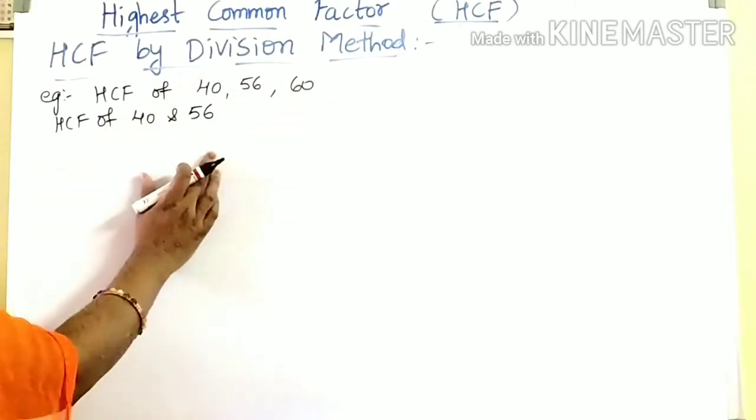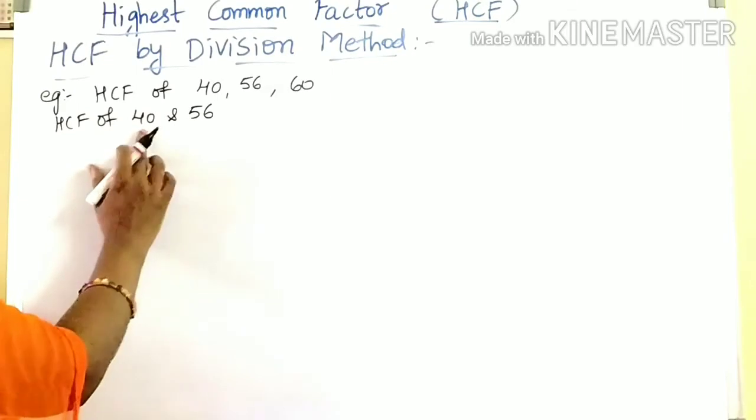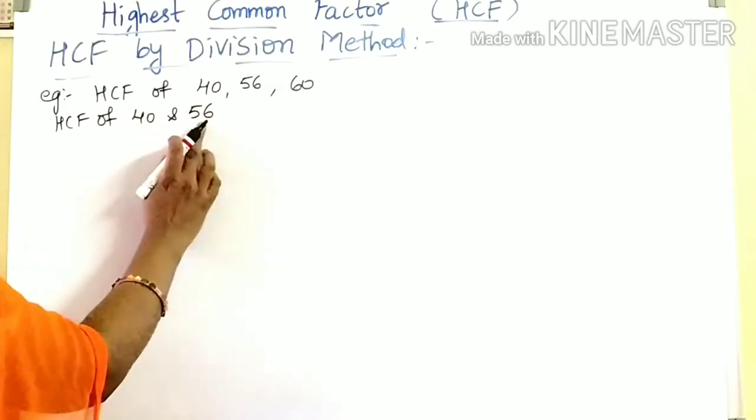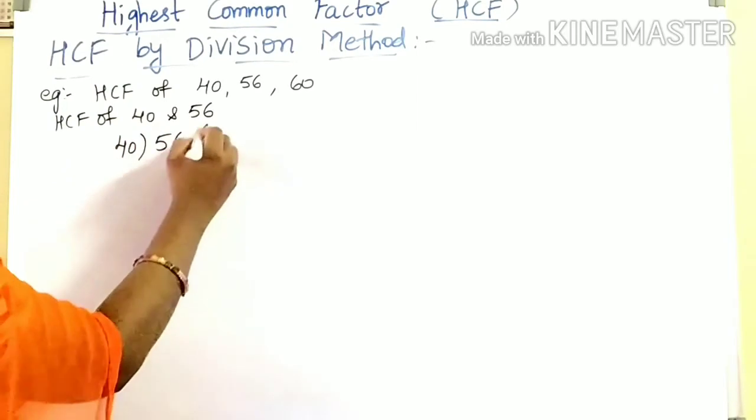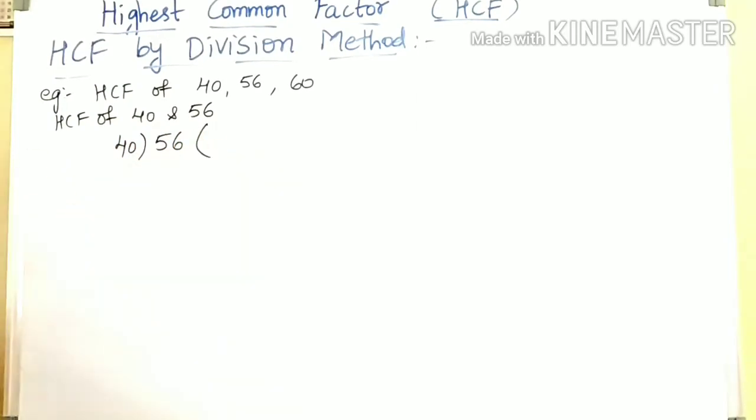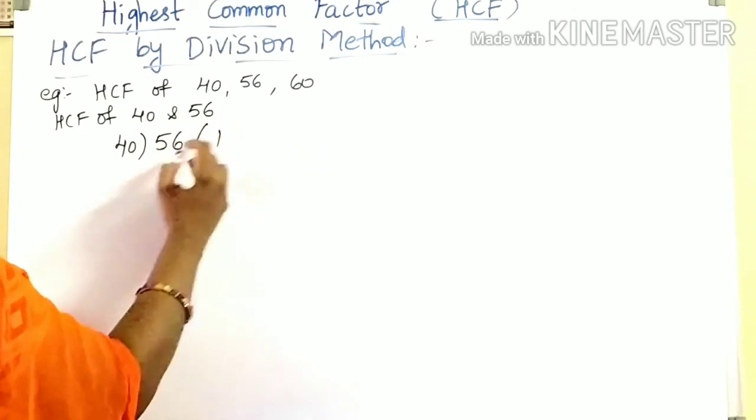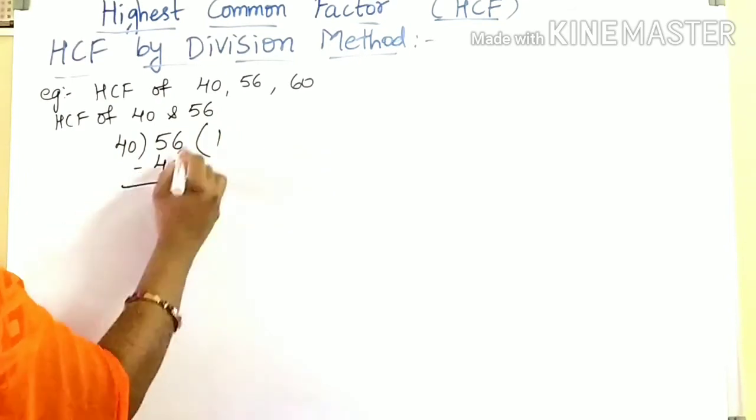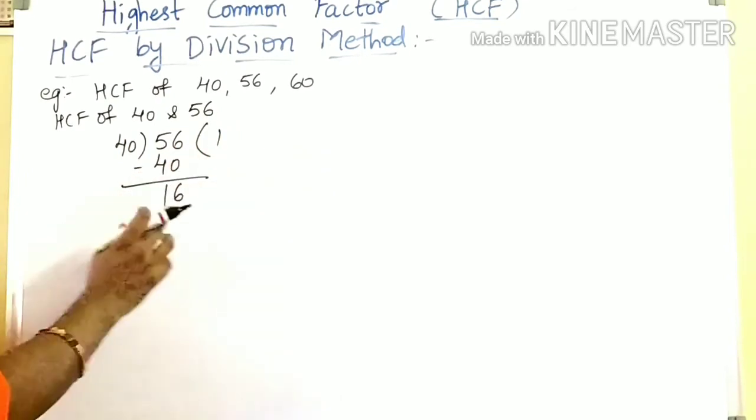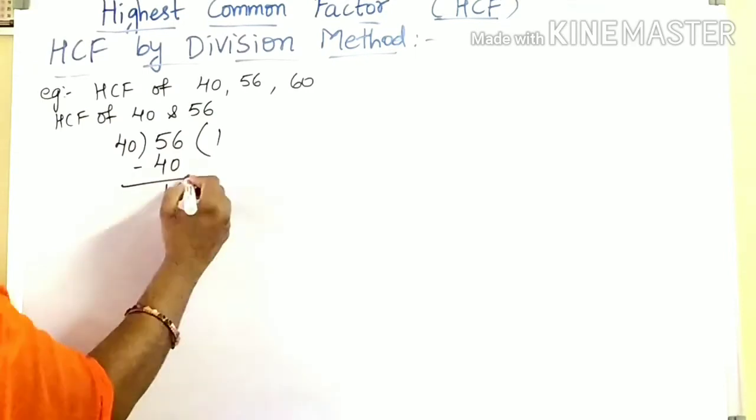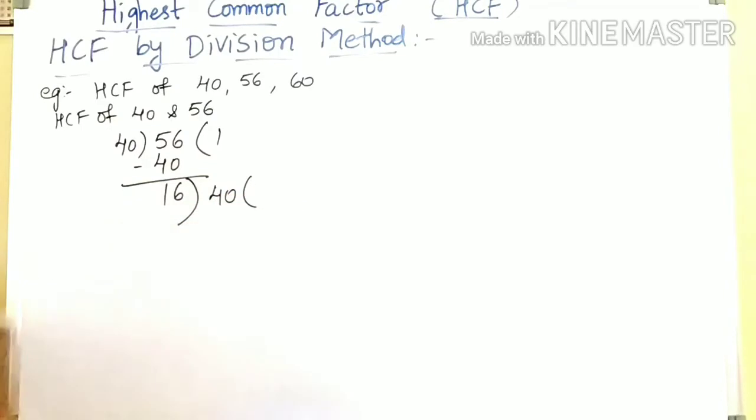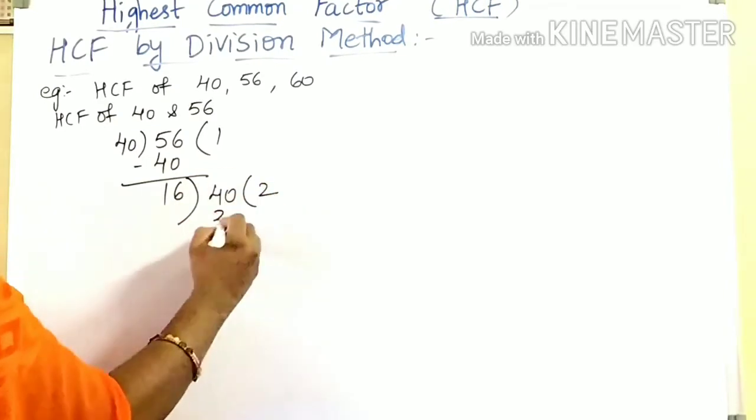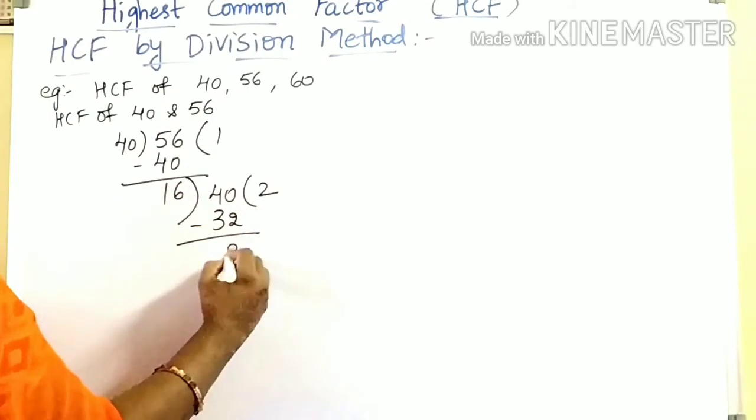In this, which is smaller, which is greater? 40 is smaller, 56 is greater. So divide 56 by 40. 40 is the divisor, 56 is the dividend. 40 how many times will it go? 40 ones are 40. So what is the remainder? 16. Now 16 is the remainder, this will become the divisor and the previous divisor will become the dividend, right? Now 16 how many times will it go? 16 twos are 32. When you do subtraction, you got 8.